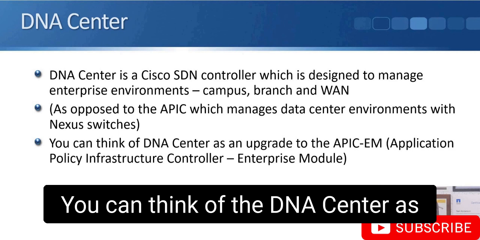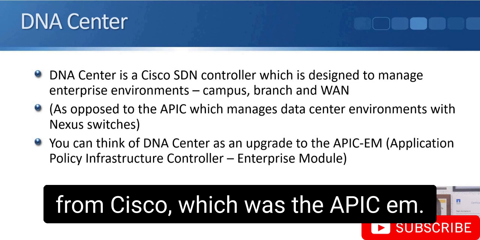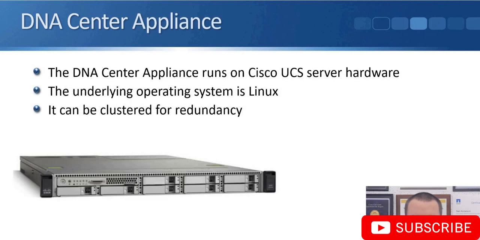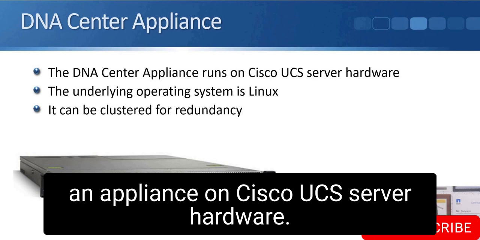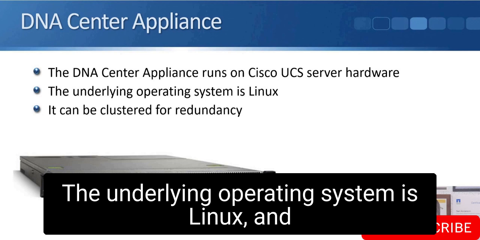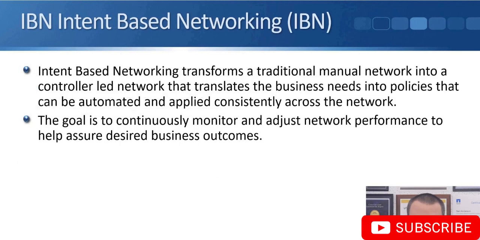You can think of the DNA Center as an upgrade to the older enterprise SDN controller from Cisco, which was the APIC EM. So the DNA Center runs as an appliance on Cisco UCS server hardware. The underlying operating system is Linux, and it can be clustered for redundancy.